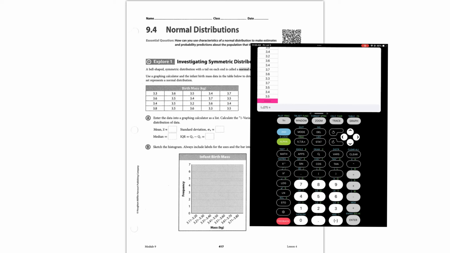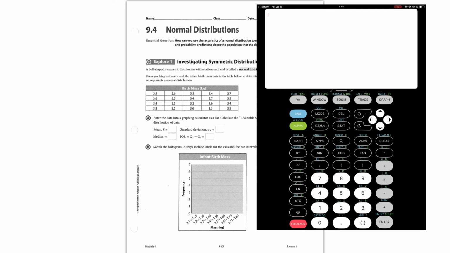Then once you are finished, you can hit Second Mode, and that will take you back to the home screen. Then to get these data values, we're going to hit Stat, move over to Calc, and then where it says one variable stats, hit Enter, and Enter again. And it's going to give you all of those values on the right-hand side. It might look different if you're actually using a physical graphing calculator.